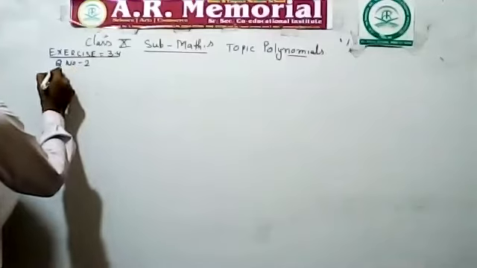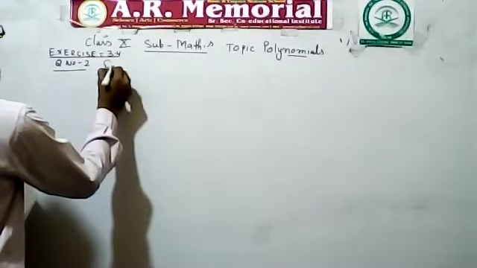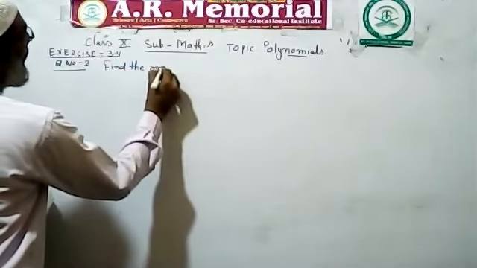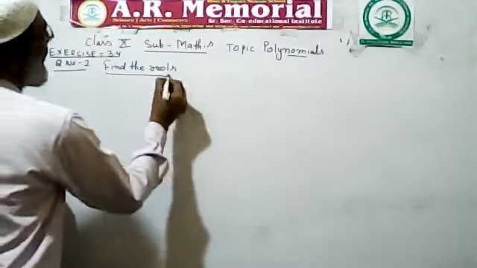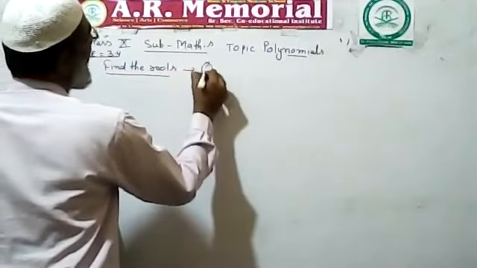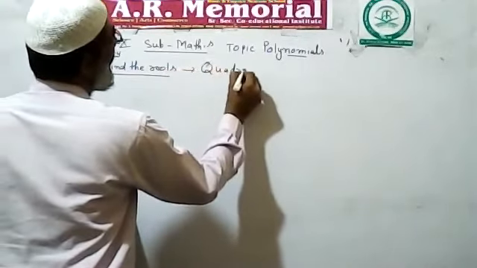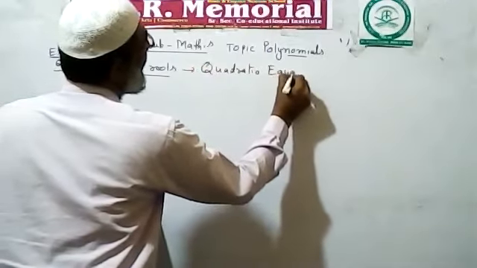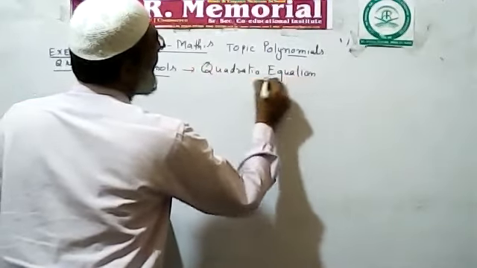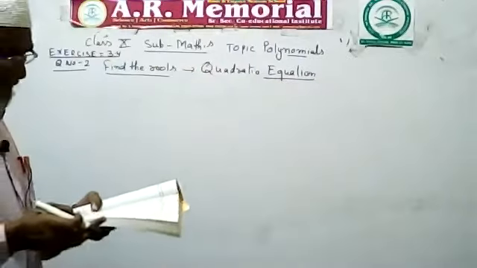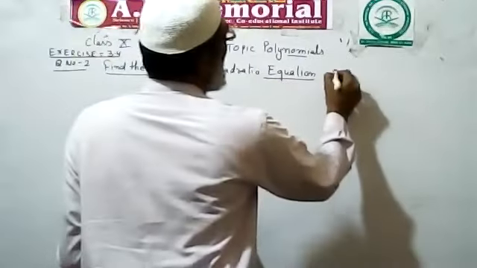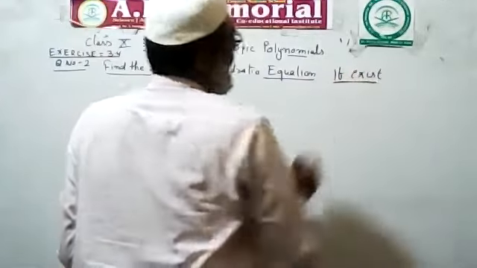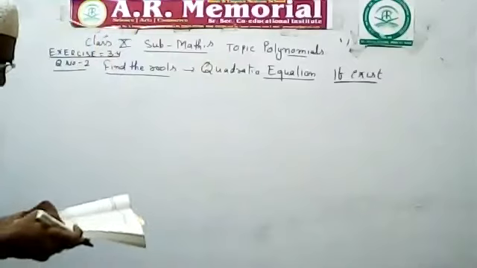What is question number 2? Find the roots. Which polynomial is it? Quadratic. Quadratic equation. If they exist, a condition applies there. If they exist, first we want to check using a method.